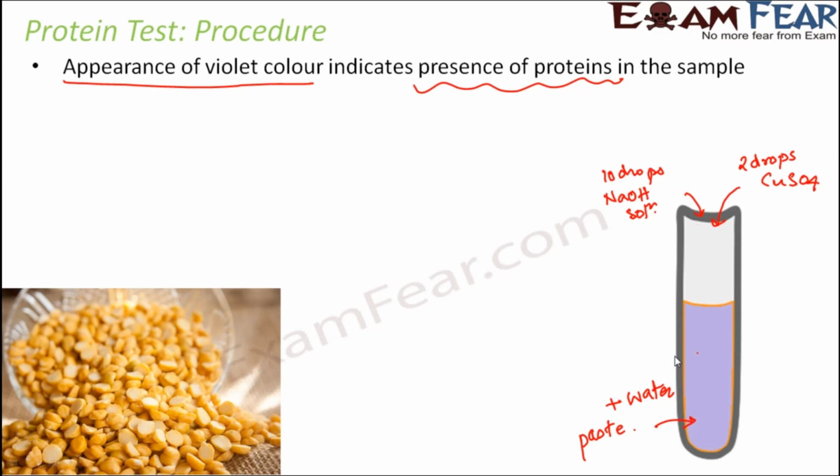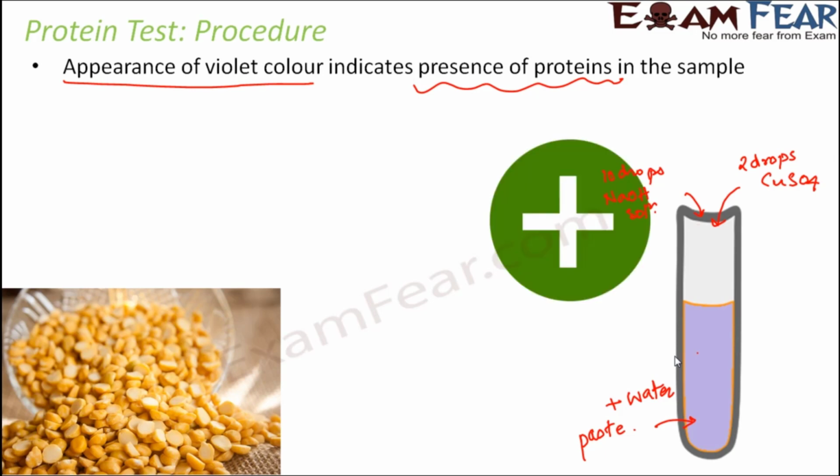Not only with the pulses, you can consider any item. Maybe you can take some potato, smash it, put it in a test tube, add some water, and then add 2 drops of copper sulfate, add 10 drops of sodium hydroxide, and just see if the color changes or not. If the color changes to violet, that would mean that proteins are present in potato. If it doesn't, that would mean there is no protein present in potato. So this is how we can check which food items contain proteins and which do not. So here we would say in this scenario that the protein test for the pulses is positive.